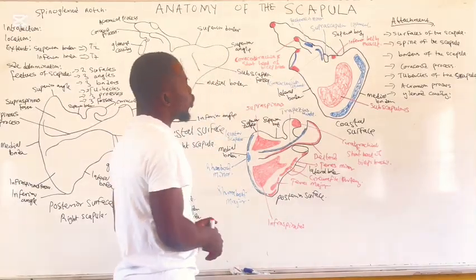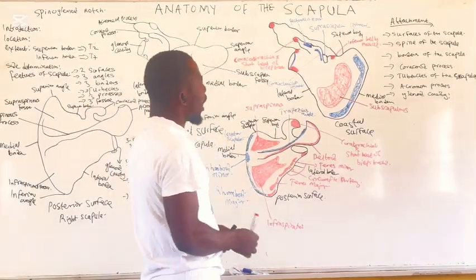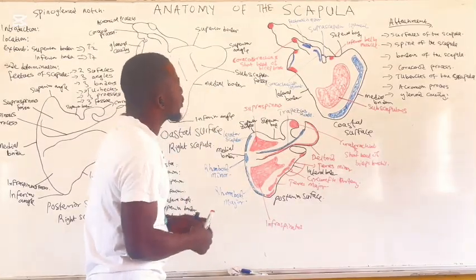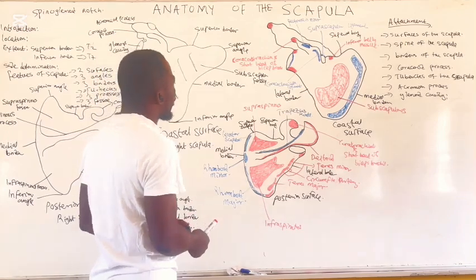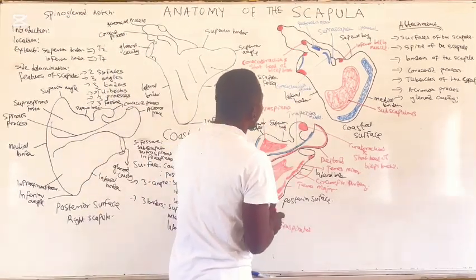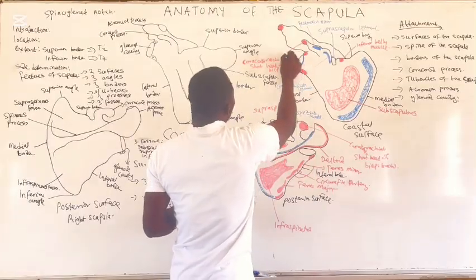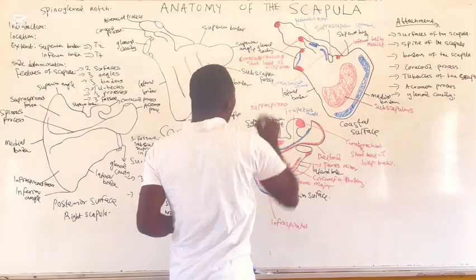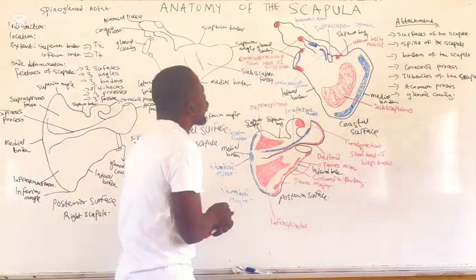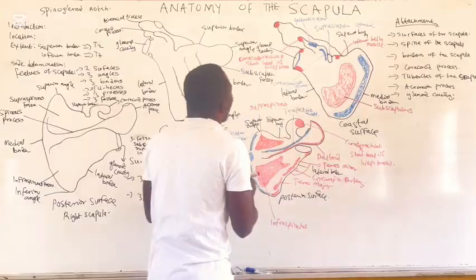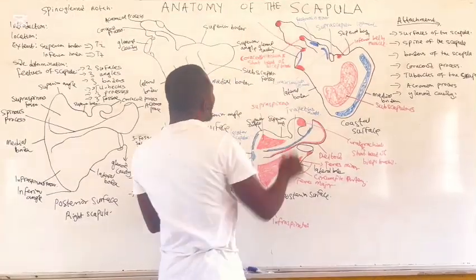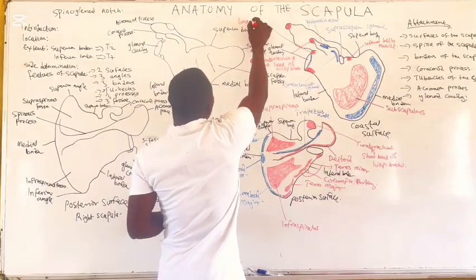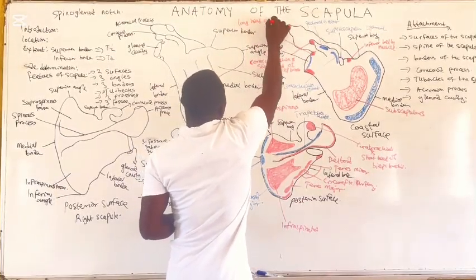Moving on to the attachment on the tubercles of the scapula. We say the scapula has three tubercles: the supraglenoid tubercle, the infraglenoid tubercle, and the tubercle of the crest of the spine. This is the glenoid cavity. Above it, the supraglenoid tubercle gives origin to the long head of biceps brachii.